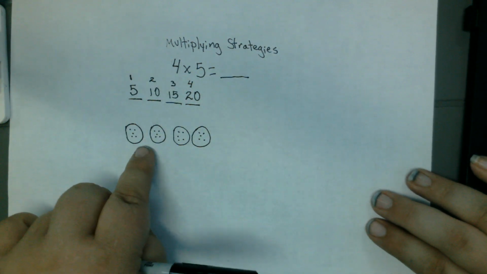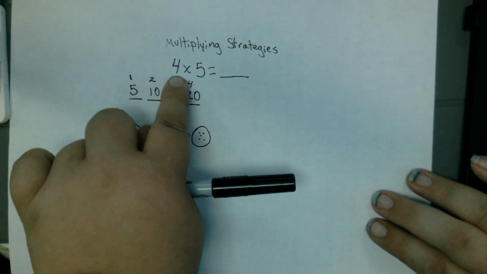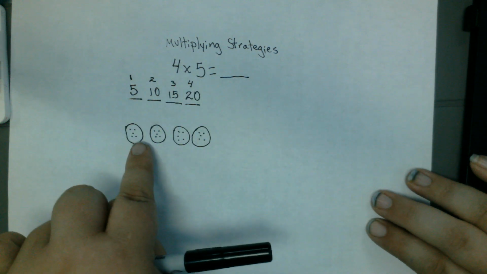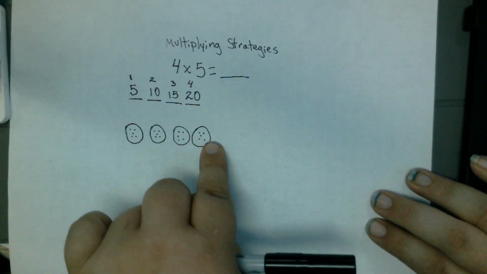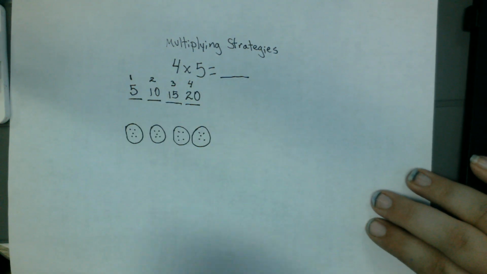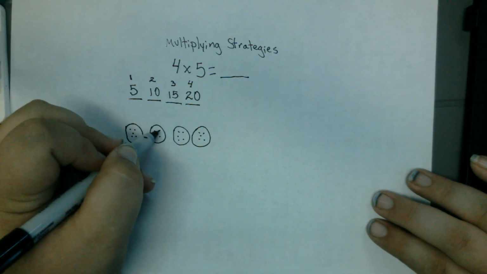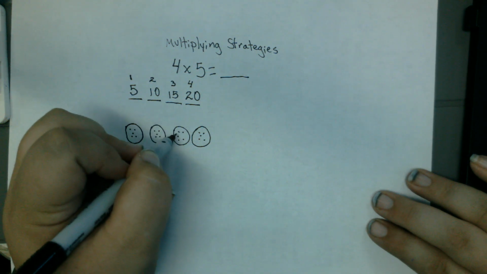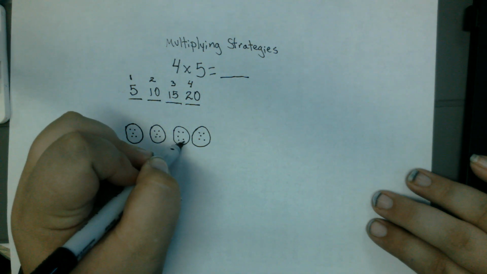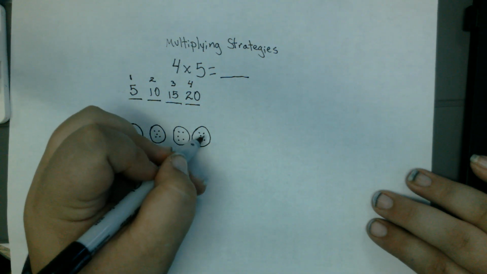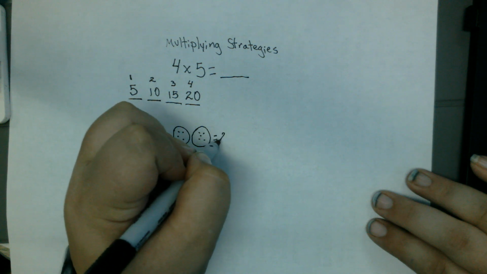So I have my 4 groups, 1, 2, 3, 4. There's that factor. And then 5 dots in each group. That's my second factor. So then I would count them up. 5, 6, 7, 8, 9, 10, 11, 12, 13, 14, 15, 16, 17, 18, 19, and I get 20 again.